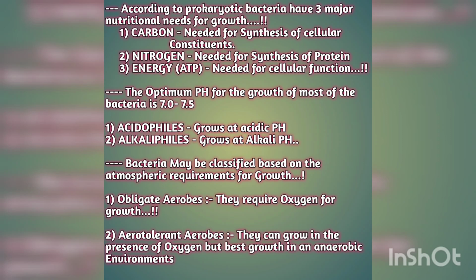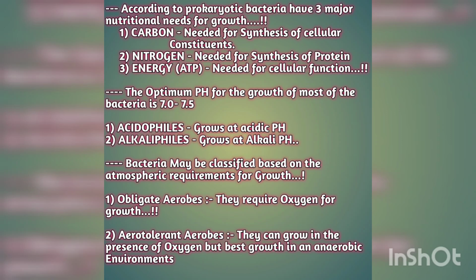So the first condition, obligate aerobes, means they require O2 for growth. The second is aerotolerant, which means they can grow in the presence of oxygen, but grow best in an anaerobic environment. Aero means atmospheric air, tolerant means they can tolerate the oxygen, but they grow best in anaerobic conditions, the absence of oxygen.